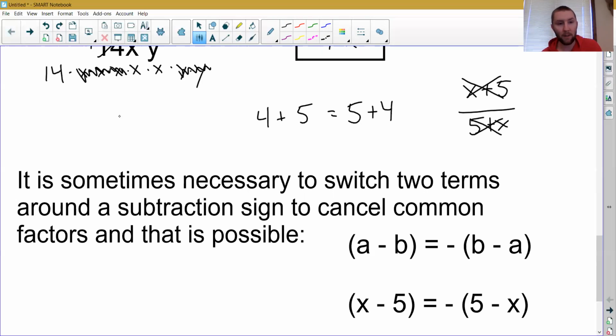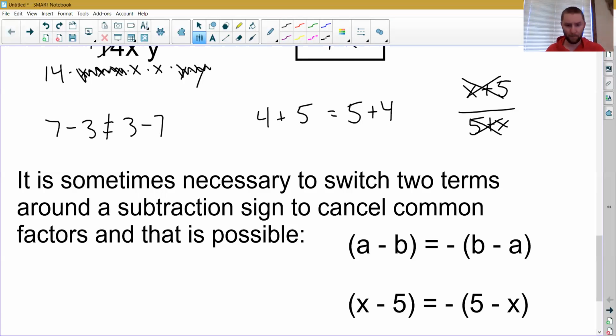So when I have subtraction, if I have, let's say, well, I'll do numbers first. If I have 7 minus 3, that is not the same as 3 minus 7, right? 7 minus 3 and 3 minus 7 are not the same answer. One is positive, one is negative. So what I can actually do is I can flip things around a subtraction sign if I put a negative sign in front of the whole subtraction problem.